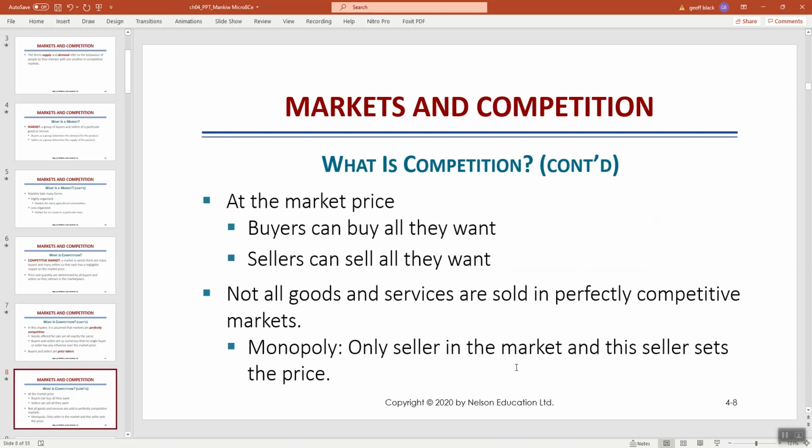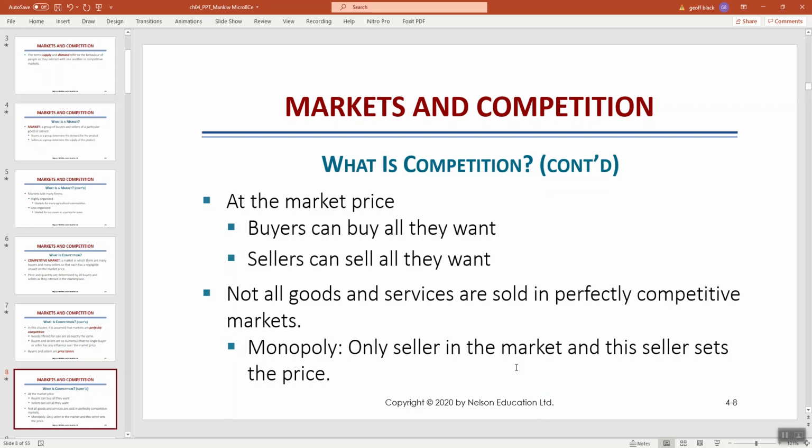At the market price, we also note that buyers can buy all they want and sellers can sell all they want. So as the supply is drained down, the price doesn't go up, or as demand ramps up, the price doesn't go up. It's just assuming that at that price there's an infinite amount of demand and an infinite amount of supply. So the forces of supply and demand don't actually influence the price by buying too much or demanding too much. Okay? That makes sense?